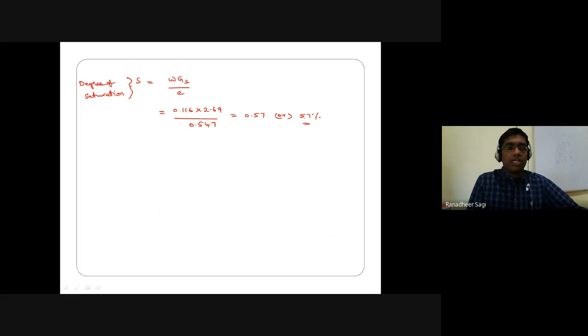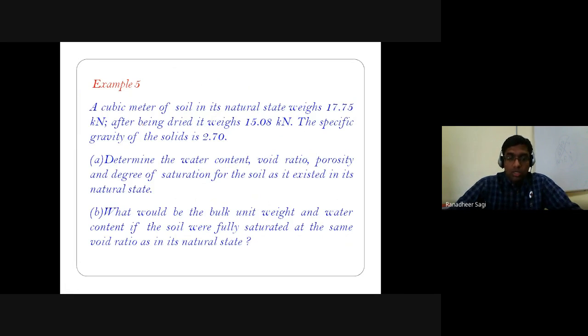That's how I can get the degree of saturation of that particular soil. So we have seen how to calculate dry density, void ratio, water content, and subsequently the degree of saturation of the soil. Let's move on to solve another problem.